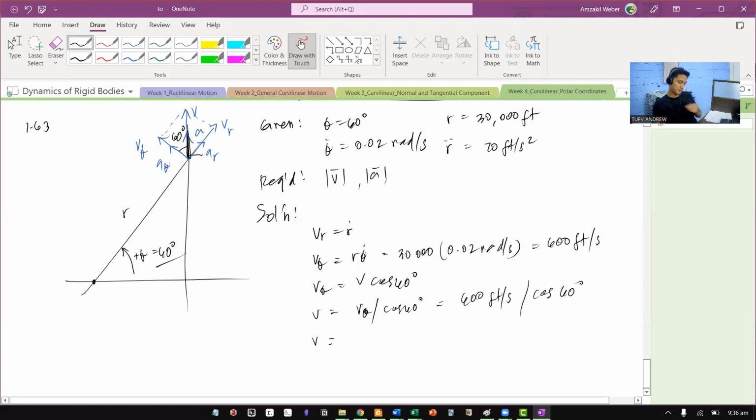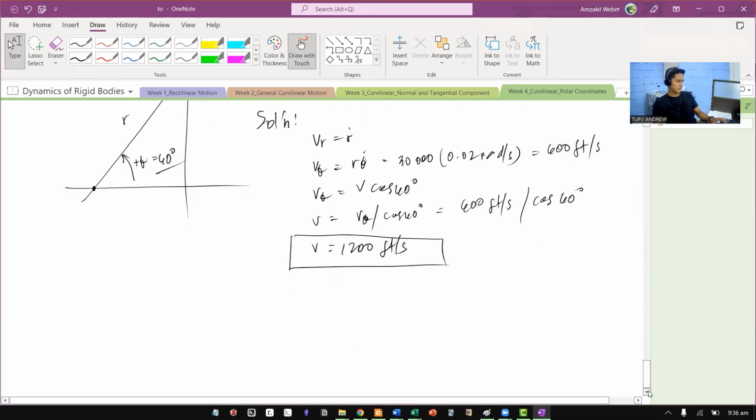So the velocity at that point must be greater than 600. 600 divided by cosine 60 is 1,200 feet per second. Okay, so that's for the velocity.